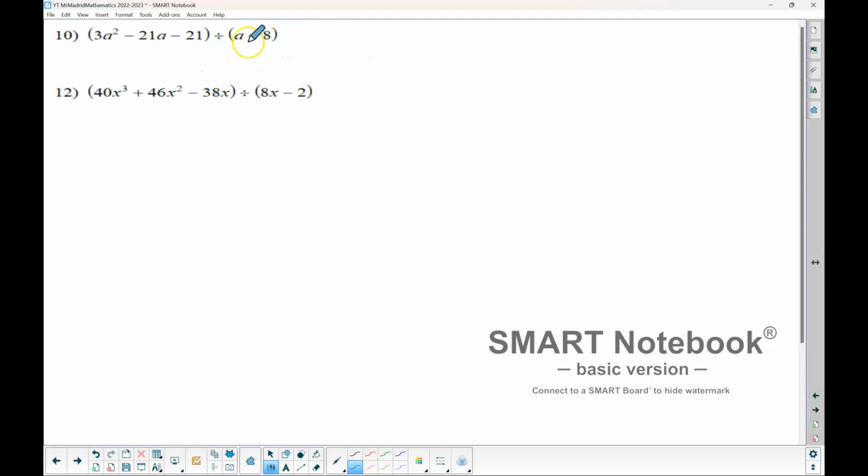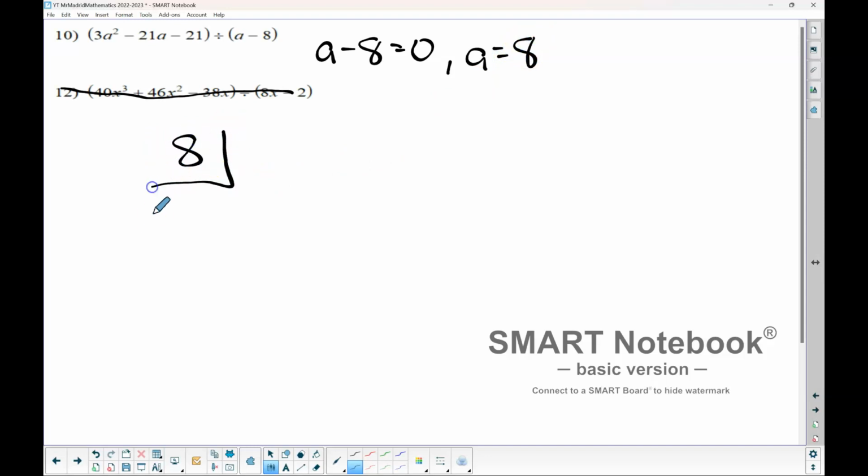So the first thing you want to do is take this binomial. Okay, we're not gonna do this one, by the way. We'll do that next, okay? You want to set it equal to 0 and a equals 8, okay? Now 8, you're going to put him in a box right there, okay? Next, you're going to list the coefficients without the variables. So 3, negative 21, and negative 21, okay? So you're only dealing with numbers, which is cool, right?